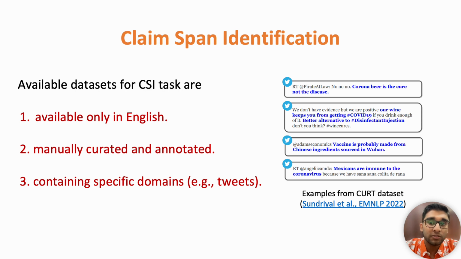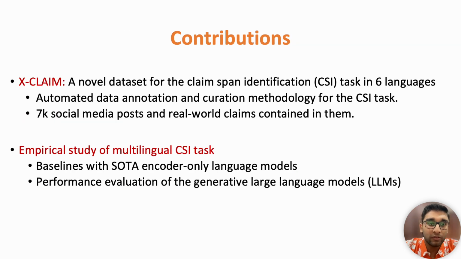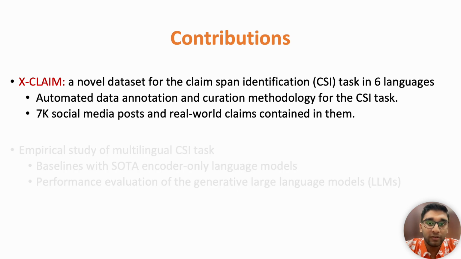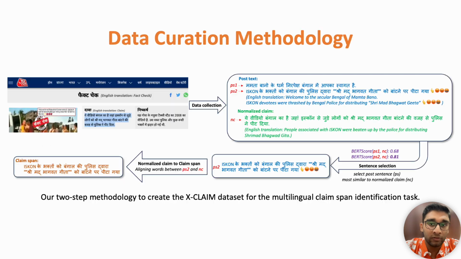Previous research efforts on claim span identification have been limited to the English language, and the available datasets restrict to manually curated posts from specific platforms such as Twitter. In this work, we reduce these research gaps and curate a multilingual dataset named XClaim in 6 languages. We present strong baselines and an empirical study using state-of-the-art language models. I shall start with the details of data curation.